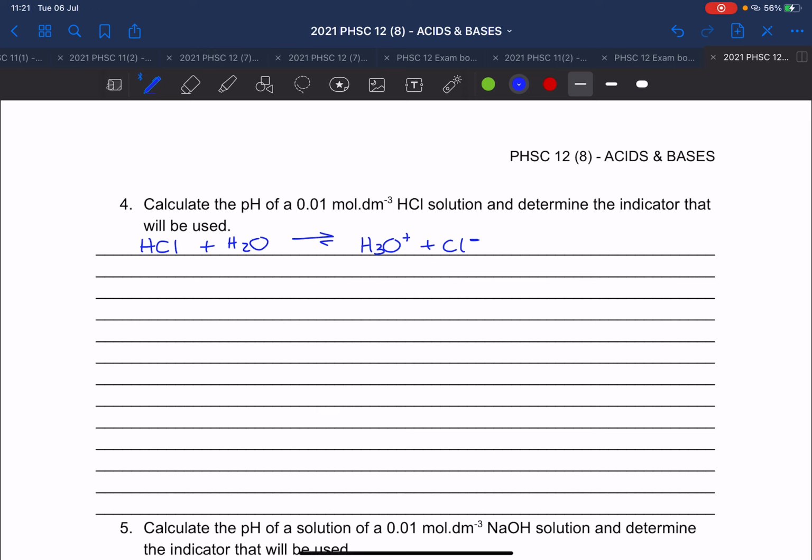Yes, they say, assume that it ionizes completely, or they will tell you how much remains in the end, whatever. Good, now because this ratio is 1 to 1, it means if this concentration is 0.01, then this concentration must be 0.01. Okay, good. So now we have the concentration of the hydronium ion, and now we can calculate the pH. pH is negative log concentration of the hydronium ion.